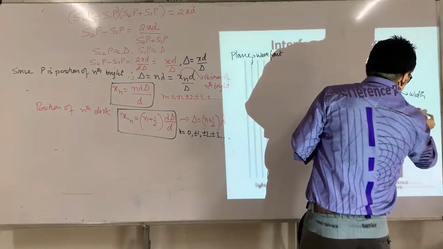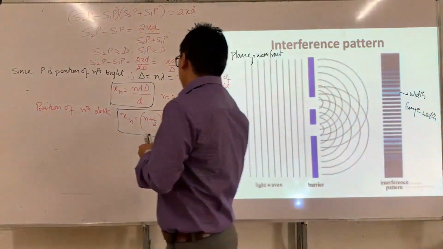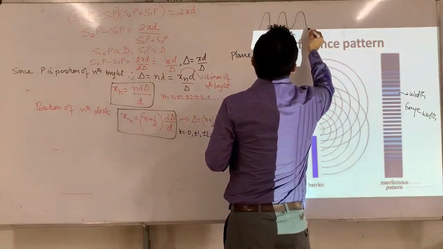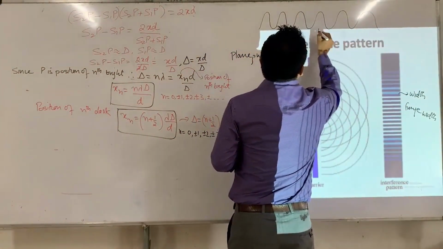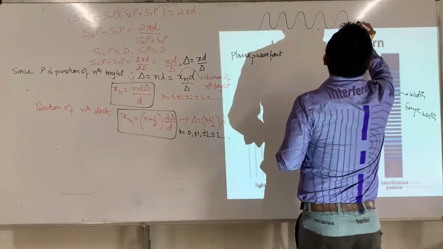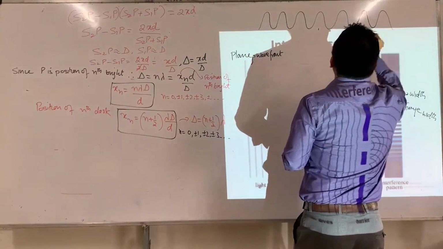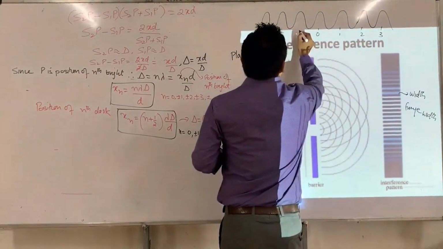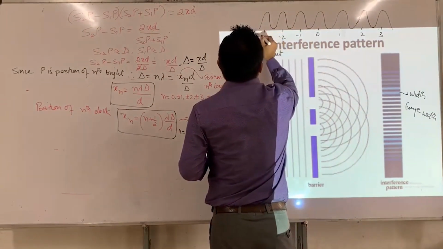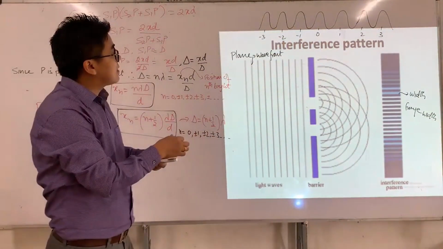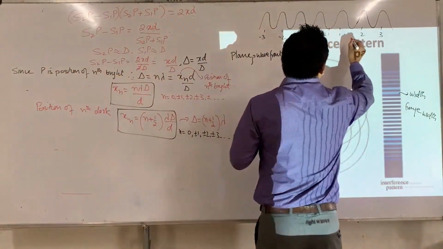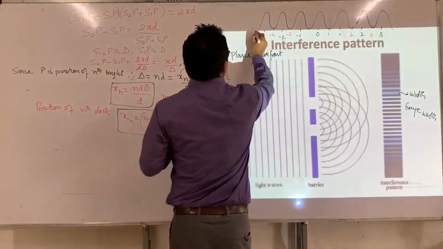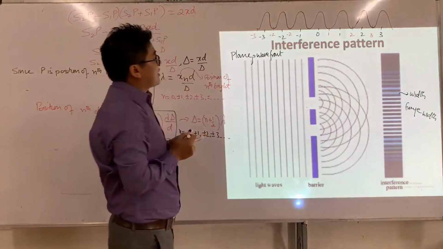So we will get it like this. If this is the center bright O, this is going to be our first bright, second bright, third bright, in that direction, and in the opposite direction as well. And there is first dark, second dark, third dark, in that direction and in the opposite direction.